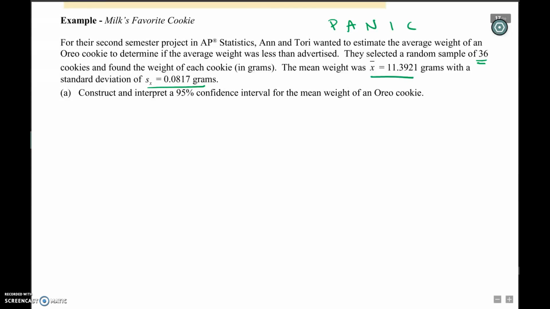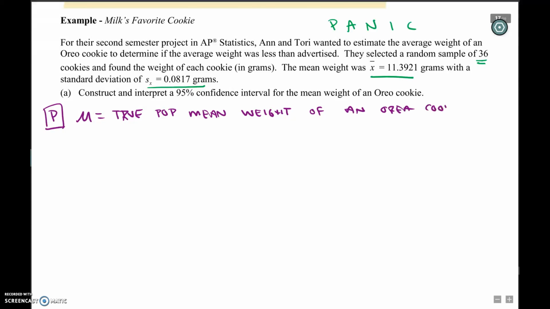All right. So first step, P. In this case, our parameter is mu, the true population mean weight of an Oreo cookie. Or you could even say of all Oreo cookies. Whatever. A, check the assumptions.